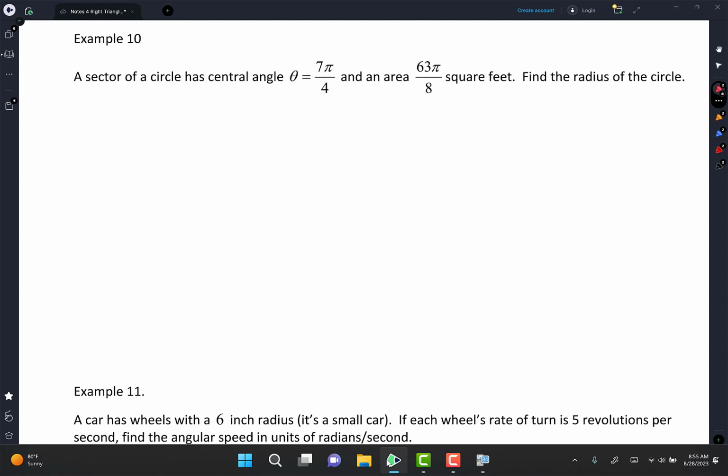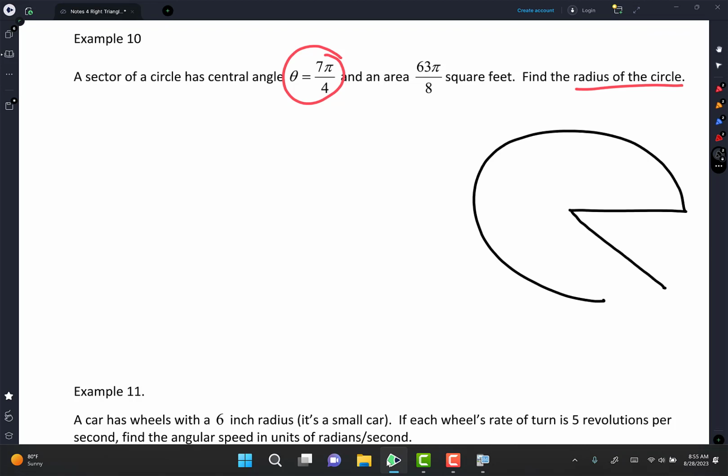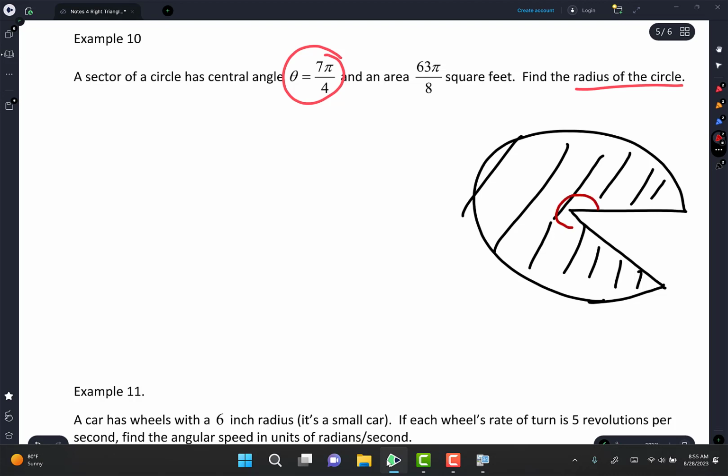A sector of a circle at central angle 7 pi over 4. So it's pi over 4 away from a whole revolution. And an area of 63 pi over 8 square feet. Find the radius of the circle. So now we're looking for the radius. So here's the visual for you visual learners. There's my visual. I want to find this area. This is what 7 pi over 4 is. Next, they tell me what the area of that sector is.